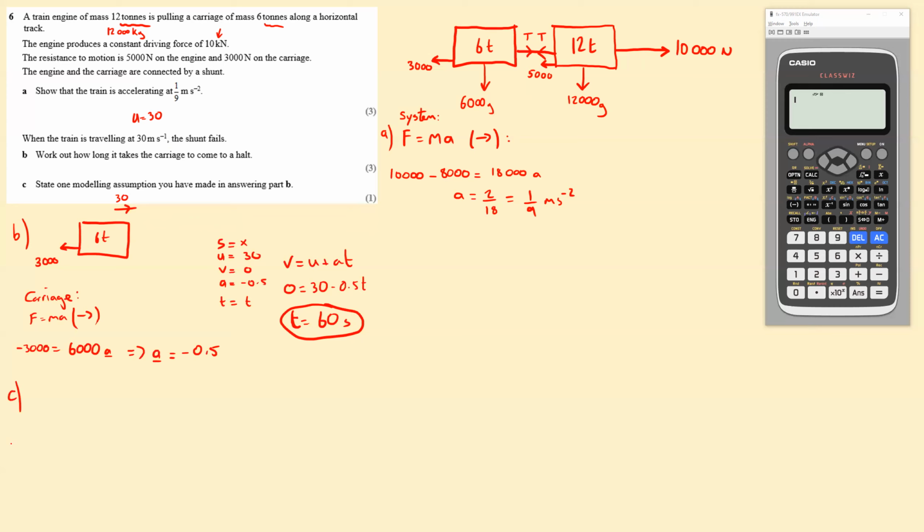Lastly, part C, the modeling assumption that I personally made was that the resistance to motion remains unchanged. We could say that it's going to decelerate at a constant rate, so there's no other kind of force affecting it. Trying to think if there's anything else there. That's probably it. That's the main assumptions that we've used there. I'm just trying to think if we could use things like air resistance, but it's all packaged into that 3,000 newtons. So basically the resistance to motion remains unchanged.